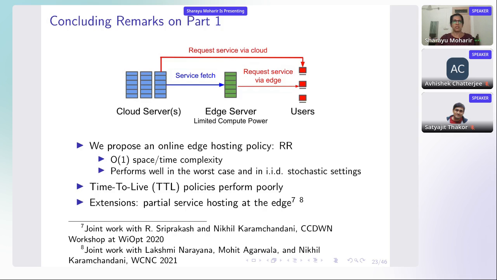And following this, we extended this setting to the case where a service can be partially hosted at the edge. I'll talk about that in a minute, but maybe I'll pause here and see if there are any questions.